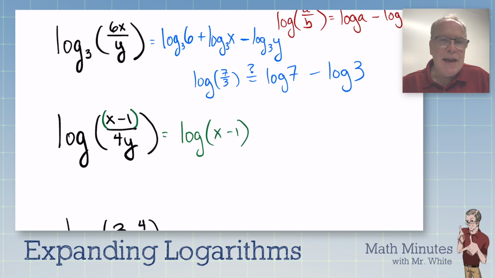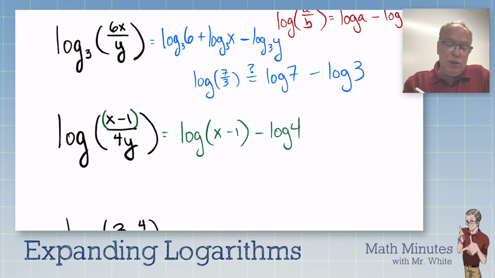You can't split that into log x minus log 1. It doesn't work that way. That's not one of the properties. So we have to play by the rules here. So we have log of x minus 1, and then we have log 4.